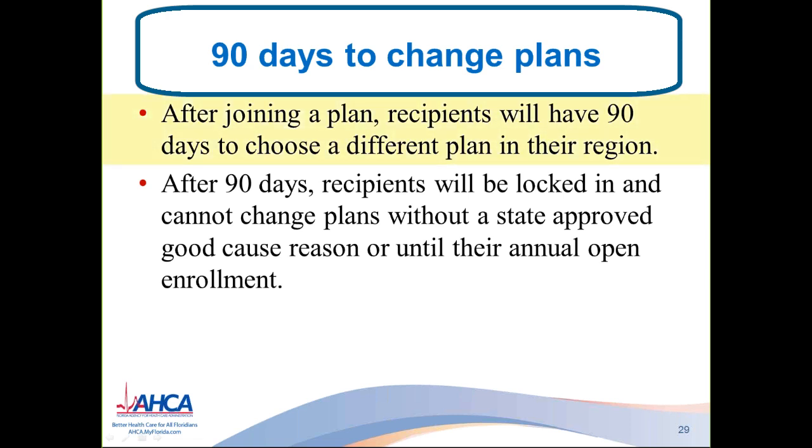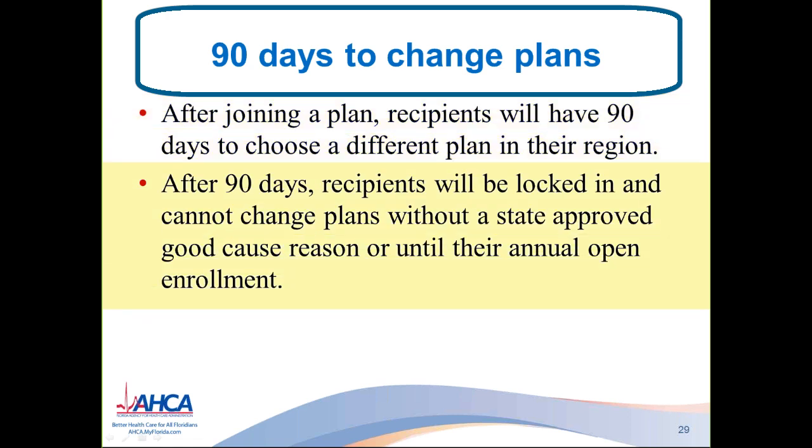After joining a plan, recipients will have 90 days to choose a different plan in their region. So in addition to the notice period prior to having to choose, once the recipient gets in, they do have 90 days to be enrolled in the plan, access services, and determine if they want to stay in the plan or not. They can choose a different plan without good cause.